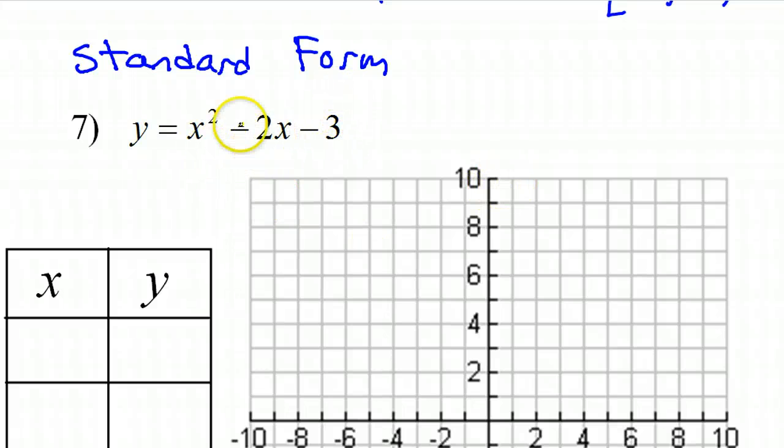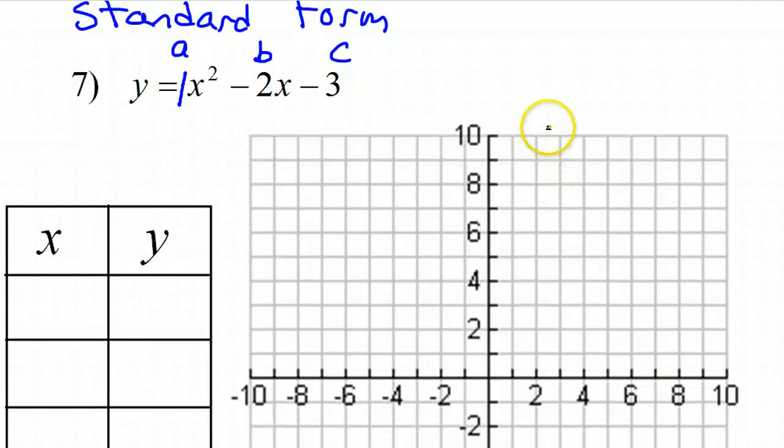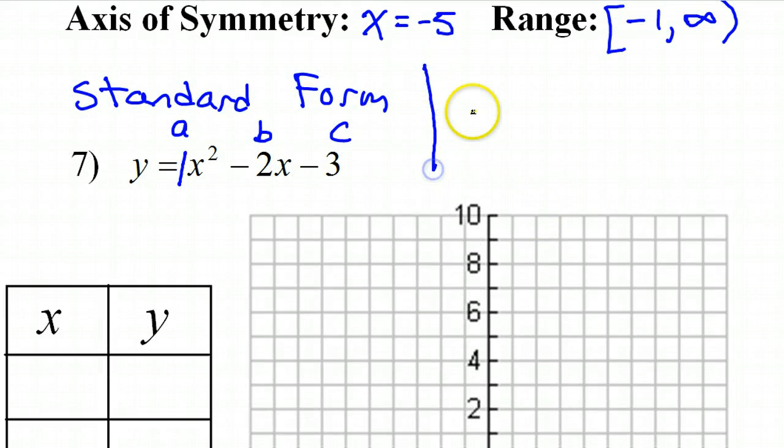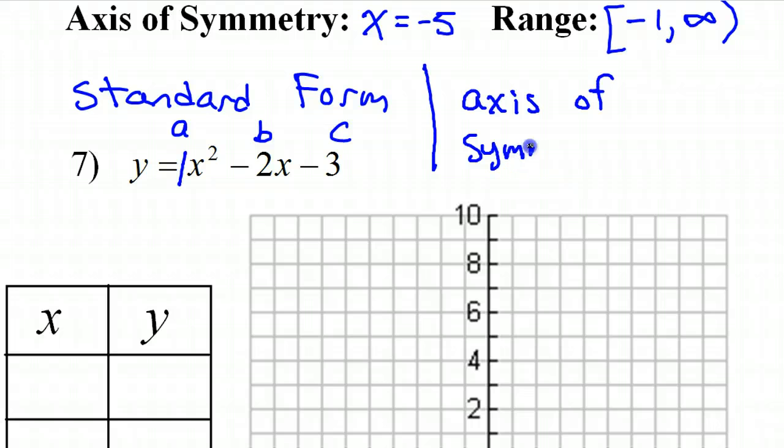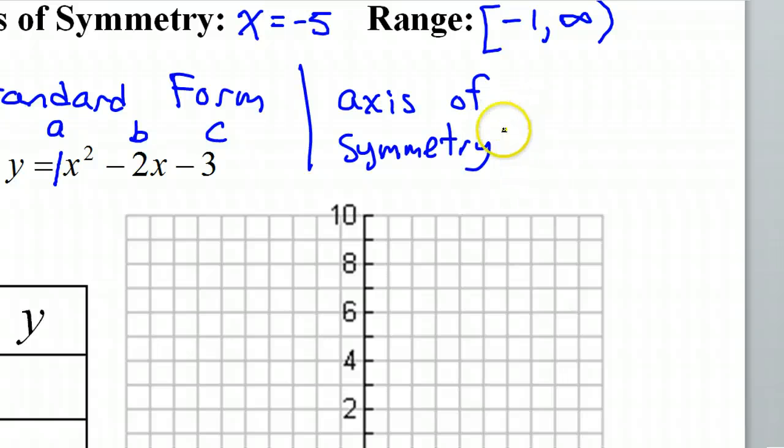Standard form, people. So when we're talking about standard form, it's important to be aware of your A value, your B value, and your C value. A is 1, B is -2, and C is 3. It's important because the axis of symmetry can be found using the equation x equals the opposite of b over 2a.